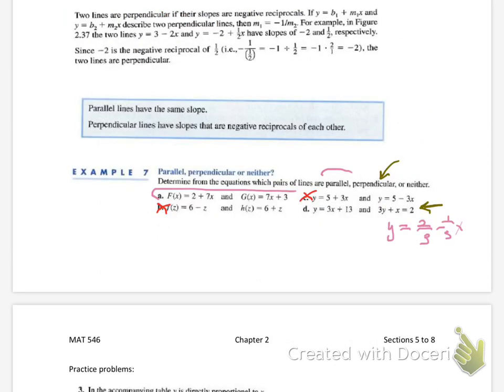Okay, on this page, they further define parallel and perpendicular lines, and they give you a chance to practice. So the pink is parallel. So A, those lines are parallel. They have the same slope. B and C are neither. D, I needed to rewrite this other equation. When I rewrote it, I see that the slopes are negative reciprocals, and therefore D is perpendicular.